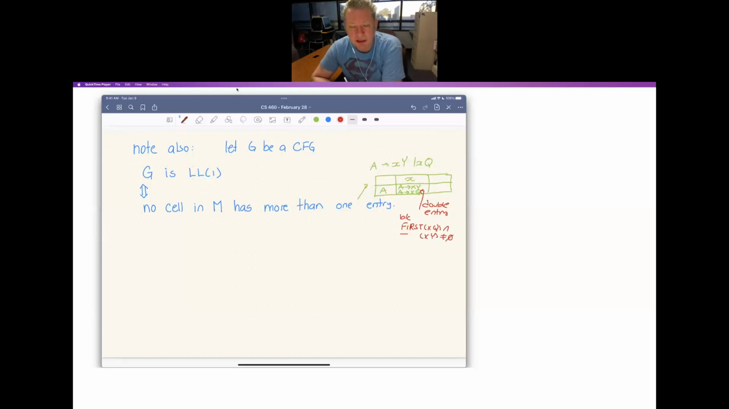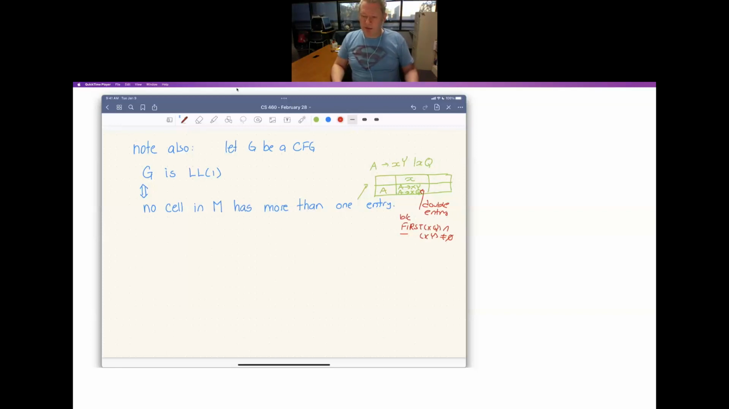And we can see that if there are two right-hand sides of the same left-hand side that intersect non-empty when looking at first sets, then we get dual entries. But if I can fill in this table using whatever rules we've decided, in particular those things with the epsilons, without making any double entries, then no matter what I see on the input and no matter what non-terminal I have on top of the stack, I will always be able to make either the right choice, the next step in a derivation, or produce an error. So hopefully you'll be okay with the statement that G is LL1 if and only if no cell in M has more than one entry.